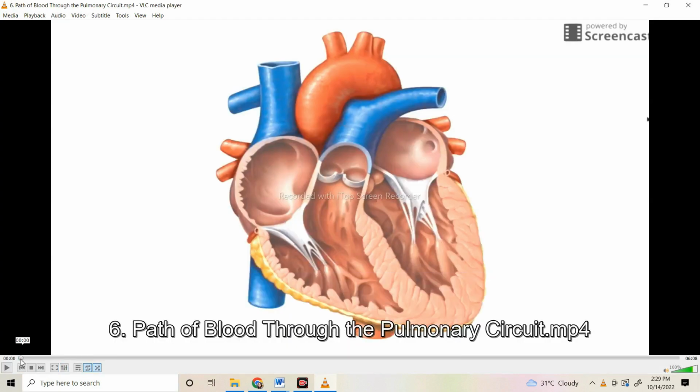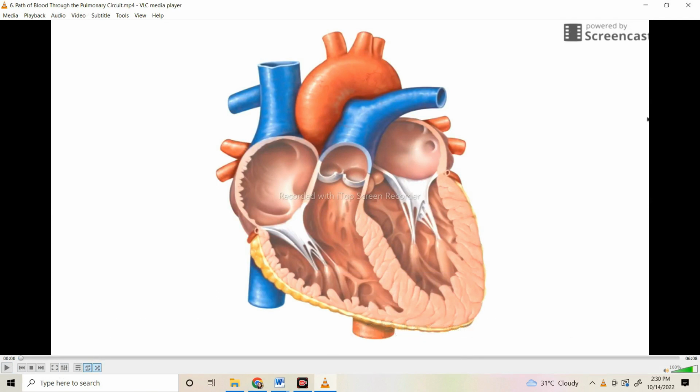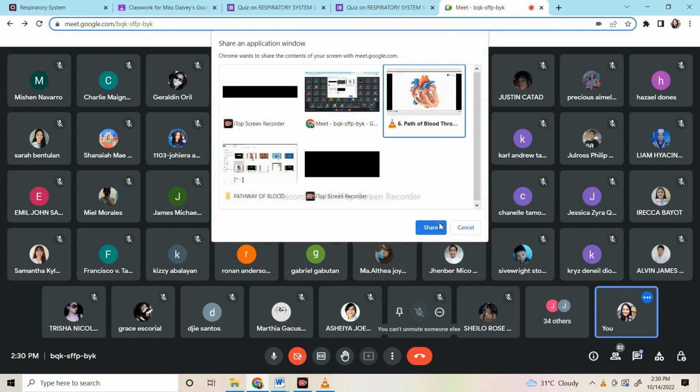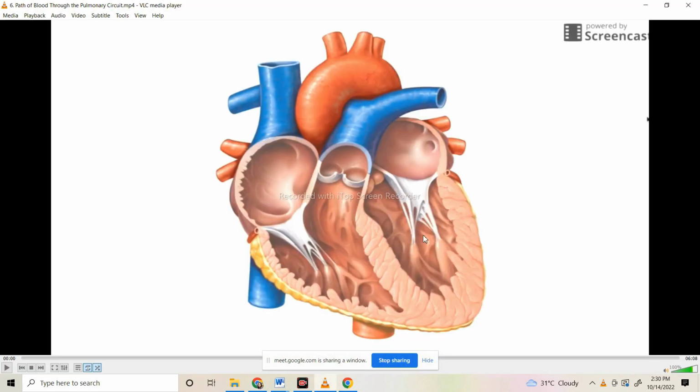Okay? Kasi last na to, so dapat alam nyo na yung buong parts ng heart. Kasi kasama to sa test. Siyempre, kasama lagi sa test. Okay. So, isa-isahin natin yung parts.